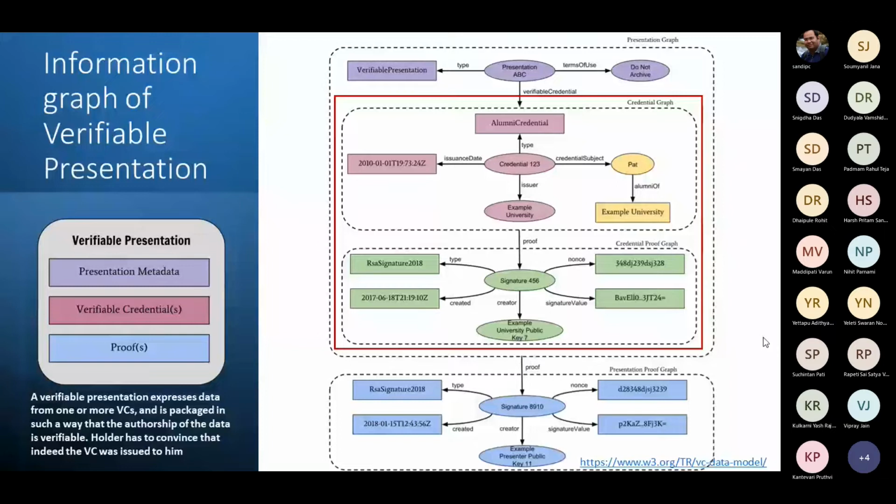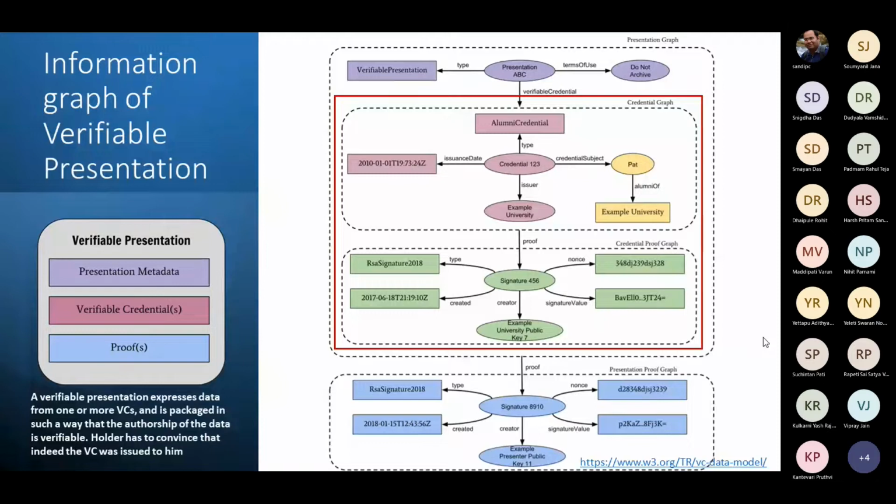That is what the employer should be convinced of, and also the employer should be convinced that Example University had issued it to Pat. So it was genuinely issued by Example University. It is not something Pat had concocted and is now presenting.